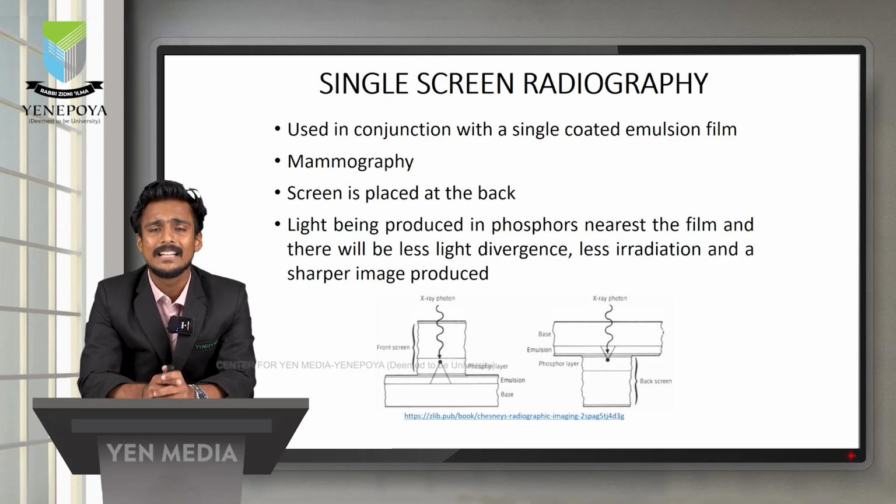In a normal intensifying screen setup, there are two intensifying screens, placed at the back side and the front side of the cassette. But in single screen radiography, we place the intensifying screen only at the back of the cassette. So light is produced in the phosphor nearest to the film, and there is less light divergence as well as less irradiation to the patient. Single screen radiography provides a sharper image and better image quality.